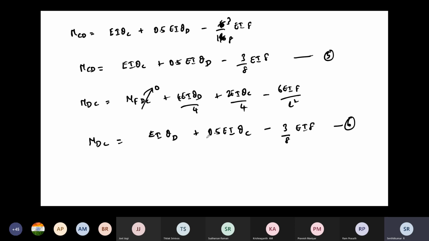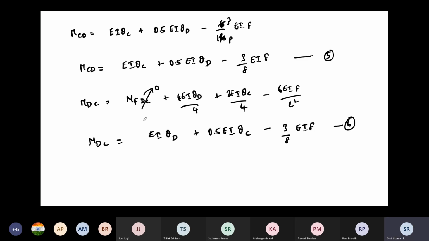Okay. So now we have found all the moments with respect to theta B, theta C, and delta. So what is your next step? Go to our joint. Okay, before that we have finished here. We have MDC equal to 0, right? Because of pin support, that is 0. So you will have EI theta D plus 0.5 EI theta C minus 3 by 8 EI delta equal to 0.